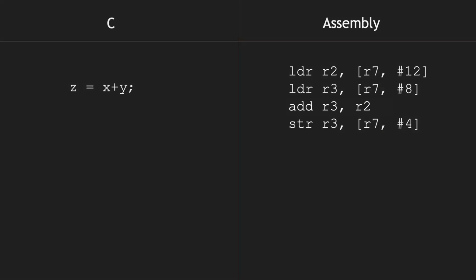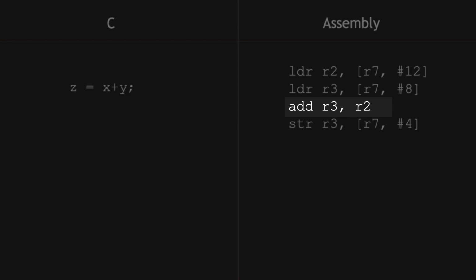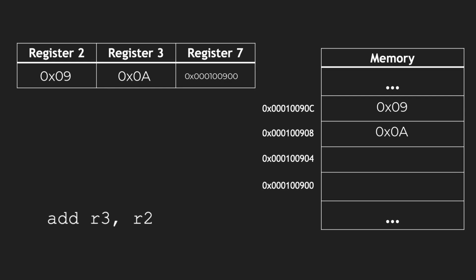In our last instruction, we're using the add instruction. This adds two registers together and places the sum into the first register. So in our case, we're adding register 3 and register 2 together and saving that sum into register 3.